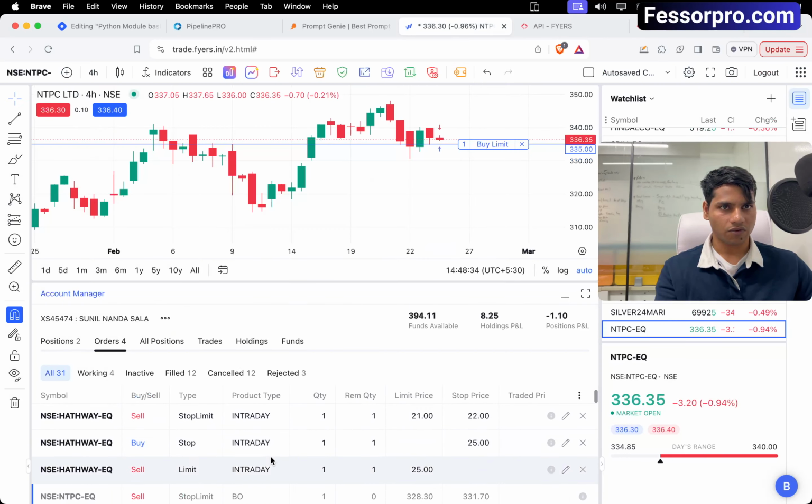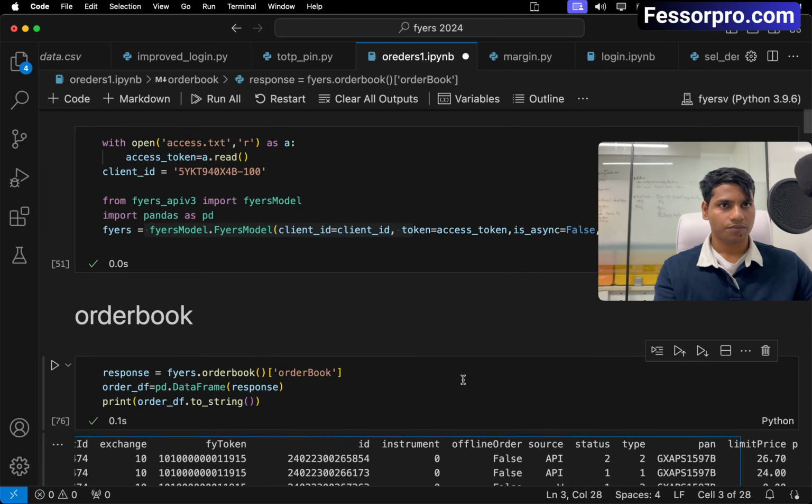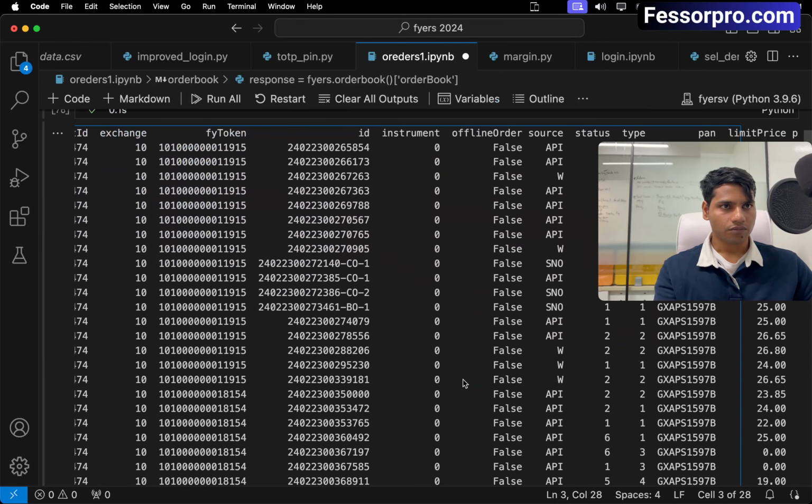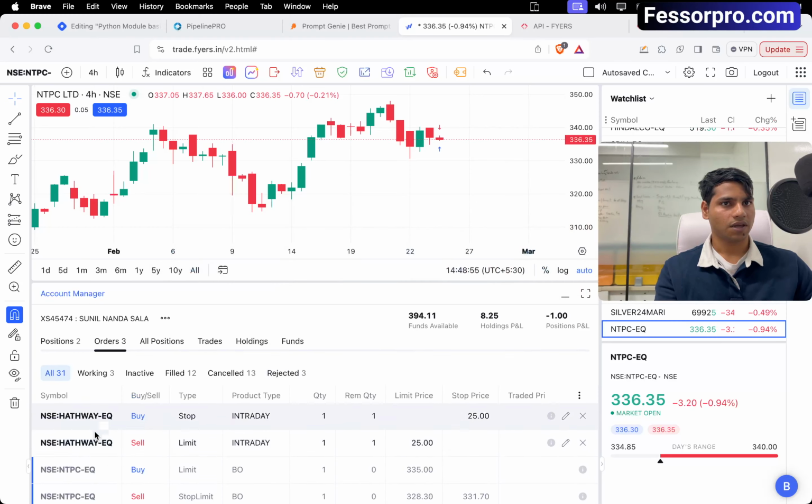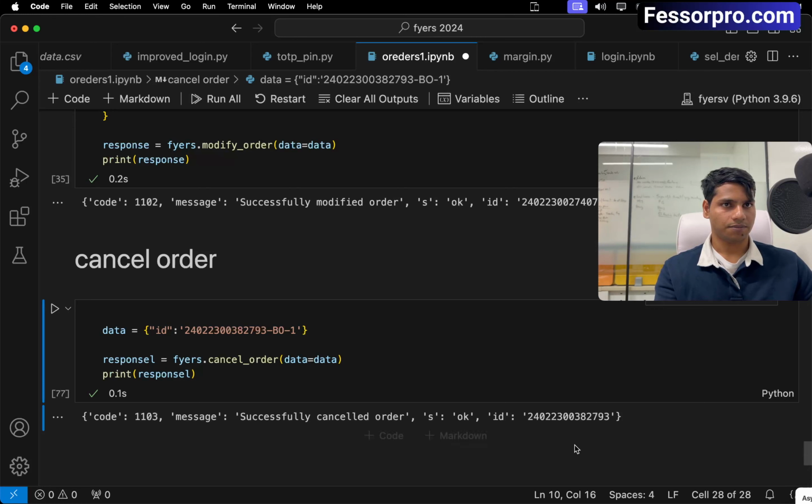I'll just try it one more time. So this is 6, right? So I'll just copy the ID. This is the ID. Let's copy this. Okay. This is the ID of that. And I will paste it here. Okay. Now I'll run the code. You see successfully cancelled. Okay. My bracket order was cancelled.